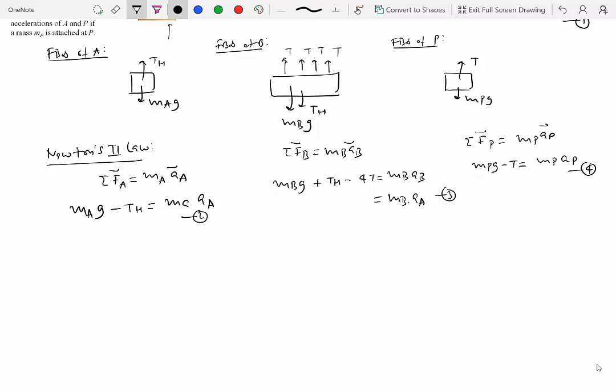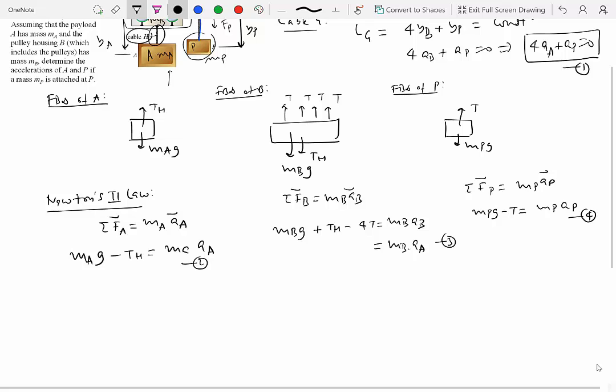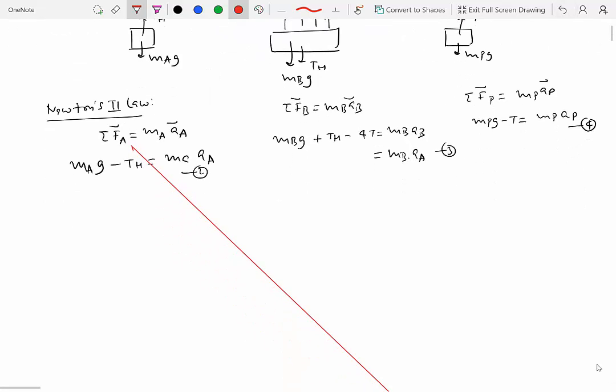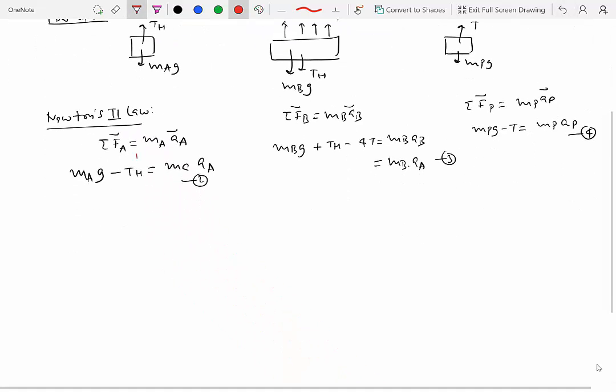So we have 4 equations, which means we can solve for 4 unknowns. So let's count how many unknowns we have, right? So we have T sub H as one unknown, acceleration of A as the second unknown. T is the third unknown, and AP is the fourth unknown. So we have 4 unknowns, we have 4 equations, we can solve for all of them, right?